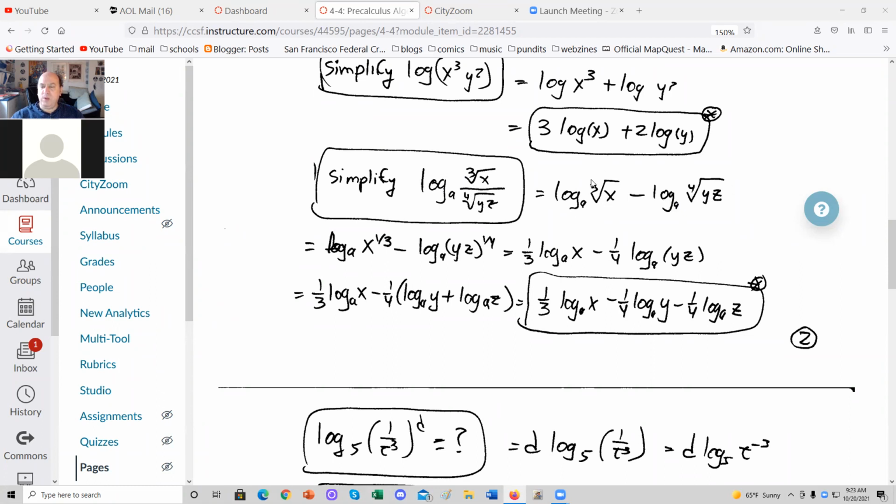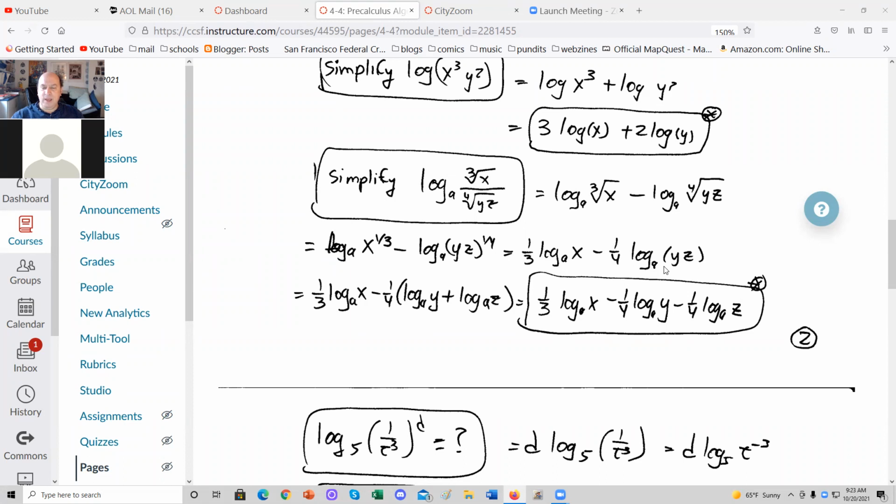Okay, you're right. The third root is a 1/3 power here. This 4th root is a 1/4 power here. So log base a of x to the third minus log base a of yz to the 1/4. The powers come outside the logarithms here and here. So 1/3 log base a of x minus 1/4 log base a of yz.